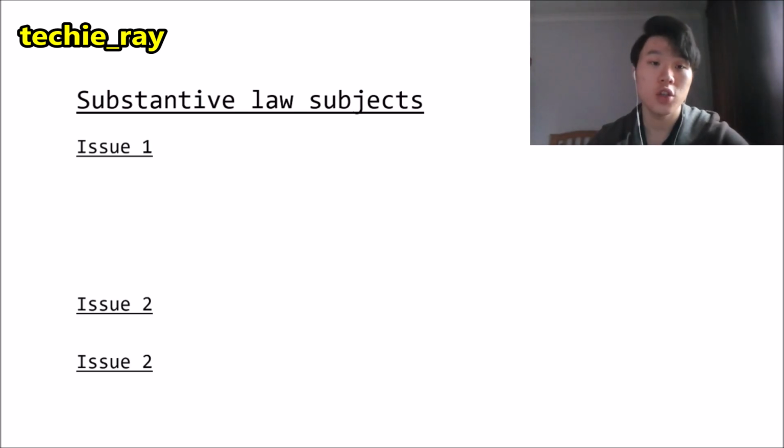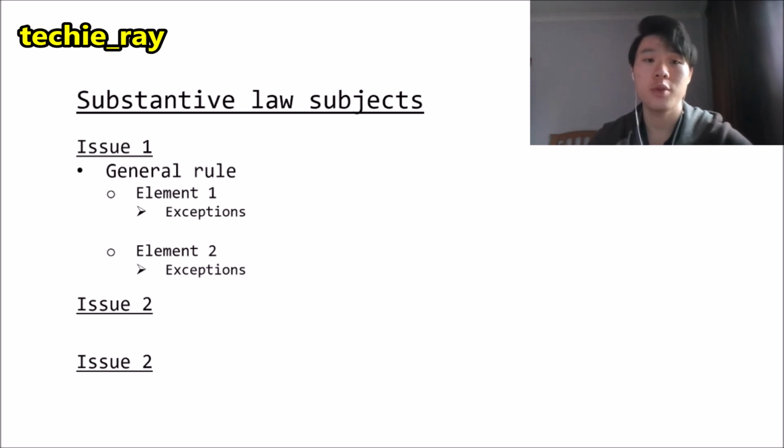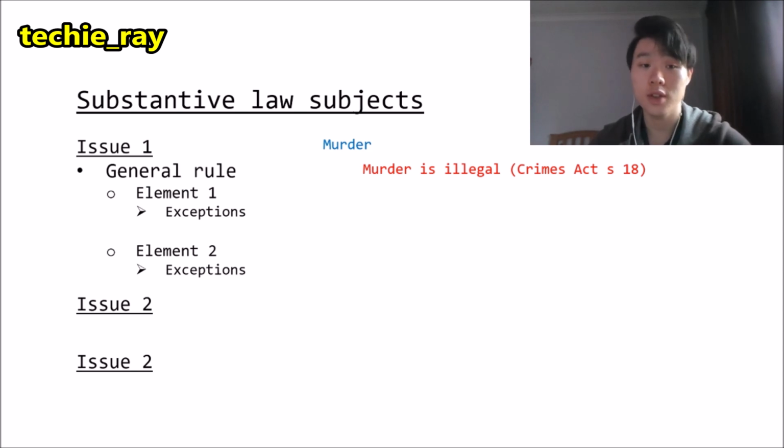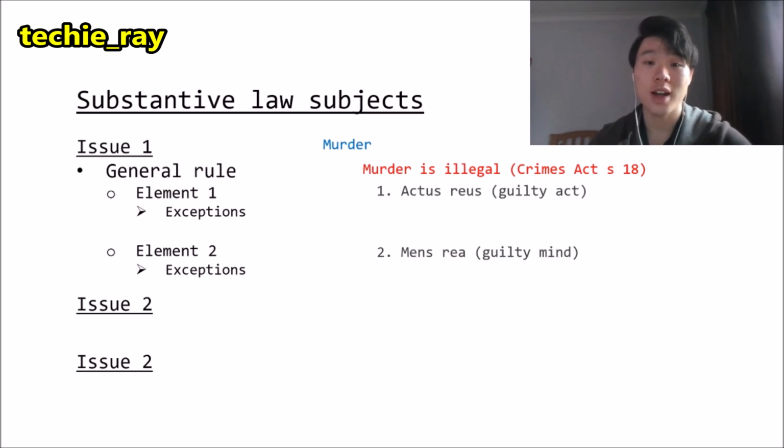Basically, there are a bunch of issues, and each issue has a rule, and each rule has specific elements which need to be satisfied for that rule to apply, and each element has its own multiple exceptions. For example, let's say the issue is murder. The rule is that murder is illegal, obviously, and the elements are actus reus and mens rea, and exceptions include involuntary action and mental illness. This is the basic structure of how we learn the law, and also the basic structure of textbooks.